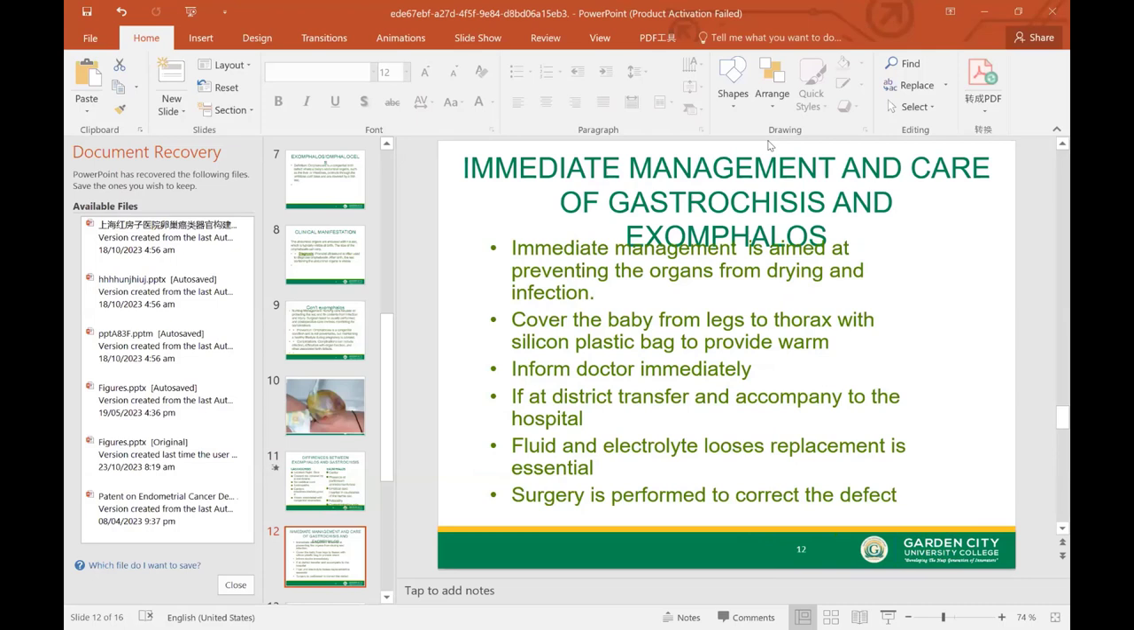Immediate management and care of gastroschisis and exomphalos. Immediate management is aimed at preventing the organs from drying and infection. Cover the baby from legs to thorax with a silicone plastic bag to provide warmth. Inform the doctor immediately. If at a district, transfer and accompany to the hospital. Fluid and electrolyte losses replacement is essential. Surgery is performed to correct the defect. Thank you.